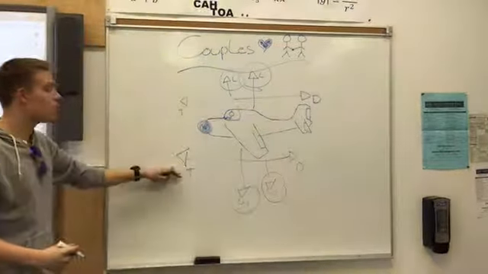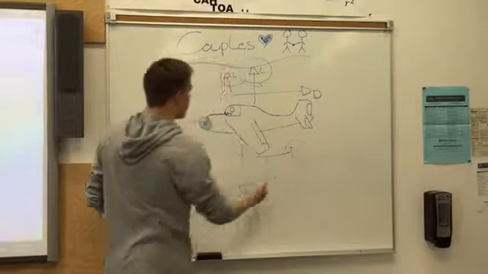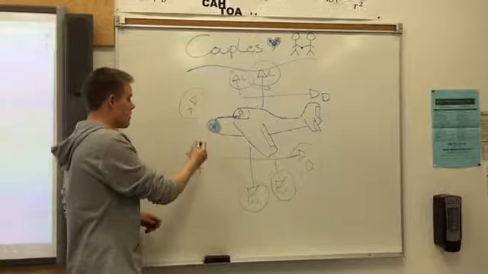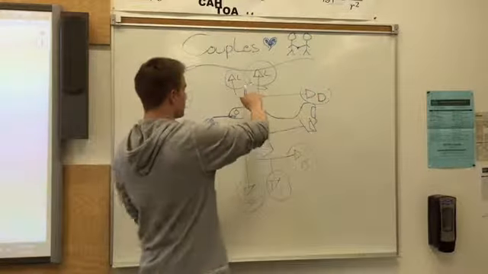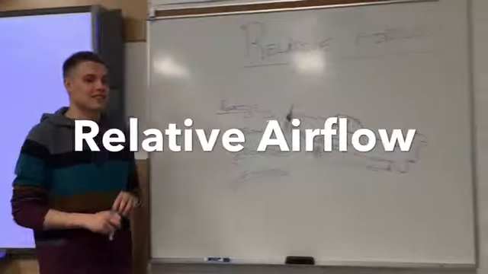Now if we look at our thrust and our drag, if thrust is above drag, that's going to cause the nose to point down. Well, if we look at thrust below drag, that's going to cause the nose to go up.